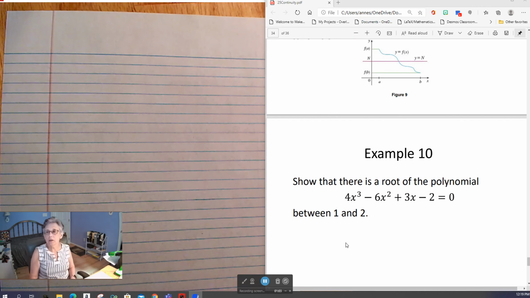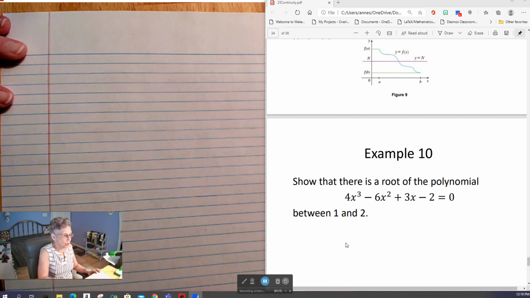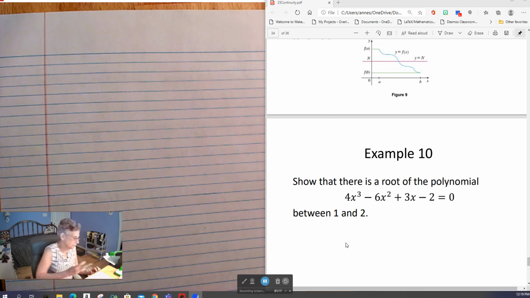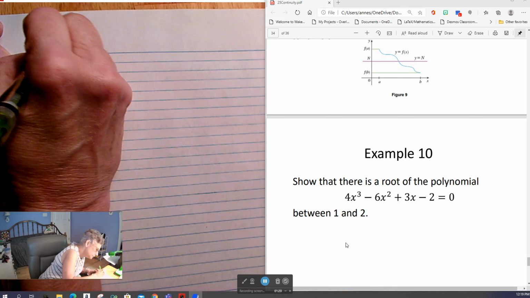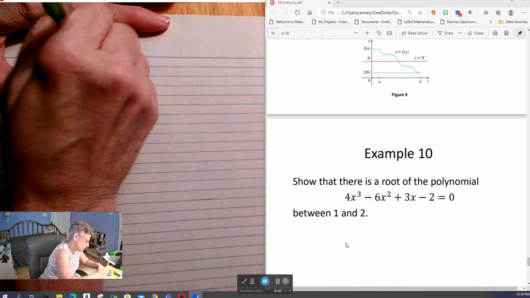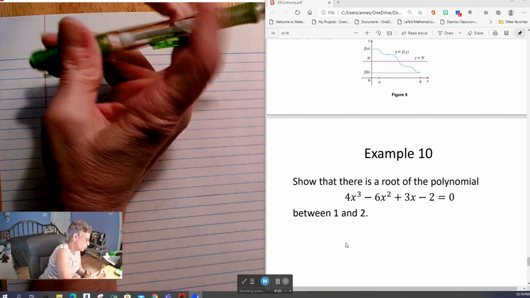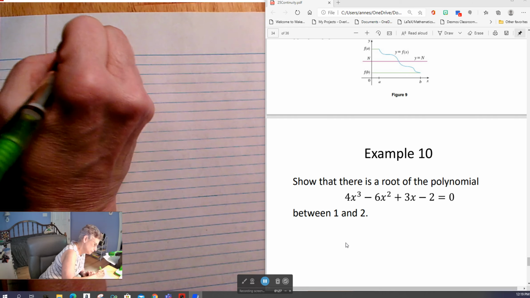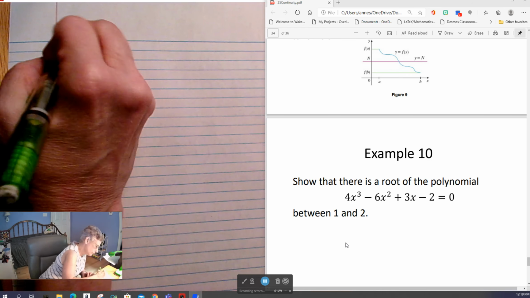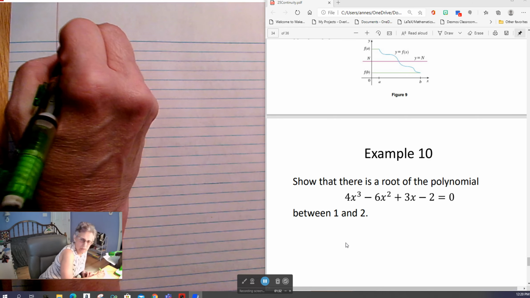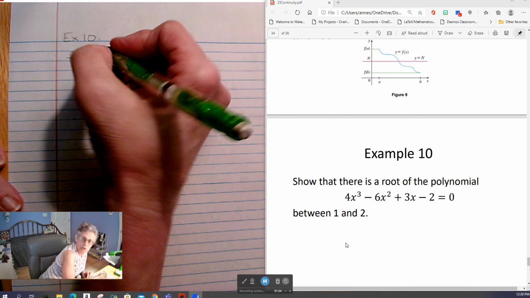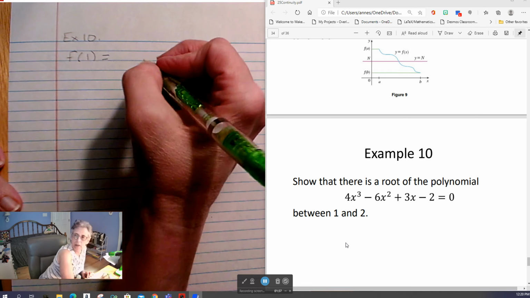So, show there is a root of the polynomial 4x cubed minus 6x squared plus 3x minus 2 equals 0 between 1 and 2. How can I do that? Well, let's look at f of 1 and f of 2. It's not e of x, it's just example. So I'm going to name it f, just so I can plug 1 and 2 in and have it labeled.